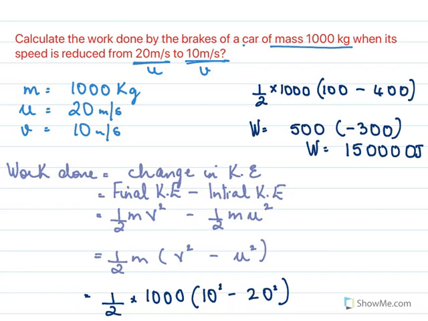Now what does a negative sign indicate? That for this work done there was a force used, because we know work equals force into displacement. The direction of this force is opposite to the direction of the motion of the car, because here we are stopping the car. The car moves forward, but if you want to stop the car, you've got to give it a backward force. That is why the W comes negative, to show that the force involved in this work is a retarding force.